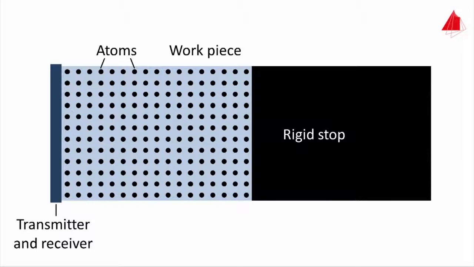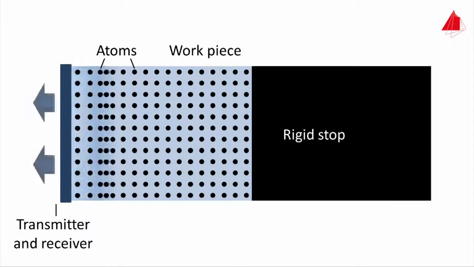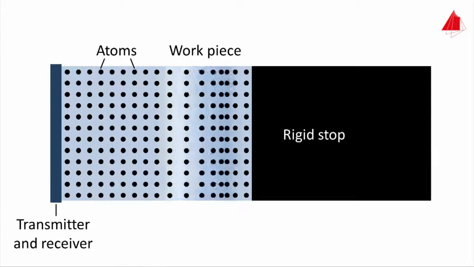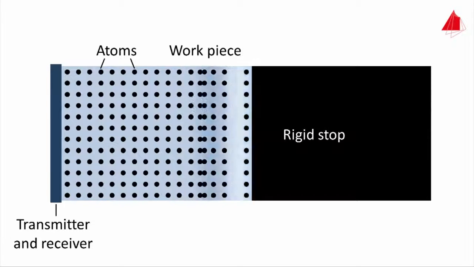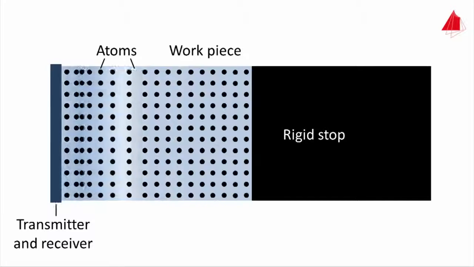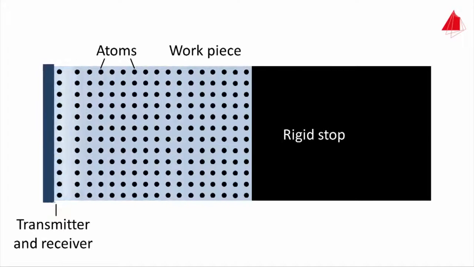It will be used to transmit and receive sound waves. Pushing and pulling briefly at the disc causes a longitudinal sound wave to propagate through the cylinder. When the sound wave reaches the rigid stop at the right side, it is reflected and runs back towards the disc, which now serves as a receiver.